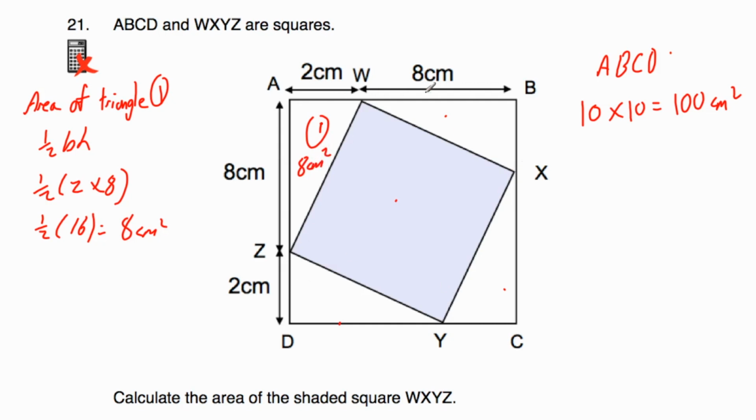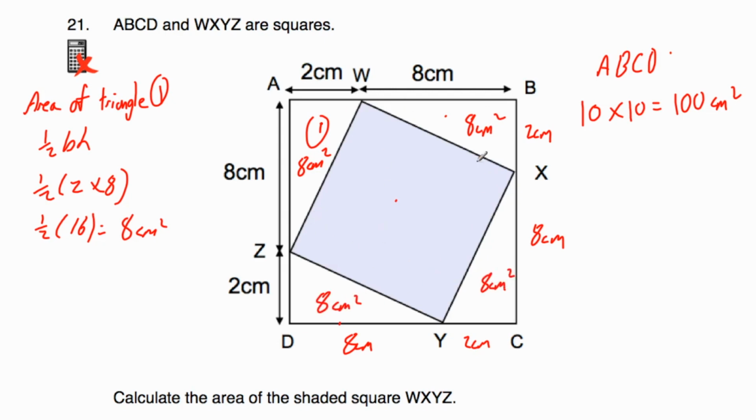Now because this is a square, all of the 4 triangles will be identical, because obviously if that's 8 and that's 8, that's going to be 2 centimeters. That's going to be 8 centimeters. That's going to be 2 centimeters. That's going to be 8 centimeters, and that's going to be 2 centimeters. So these 4 triangles have all got the same area, so they're all going to be 8 centimeters squared.